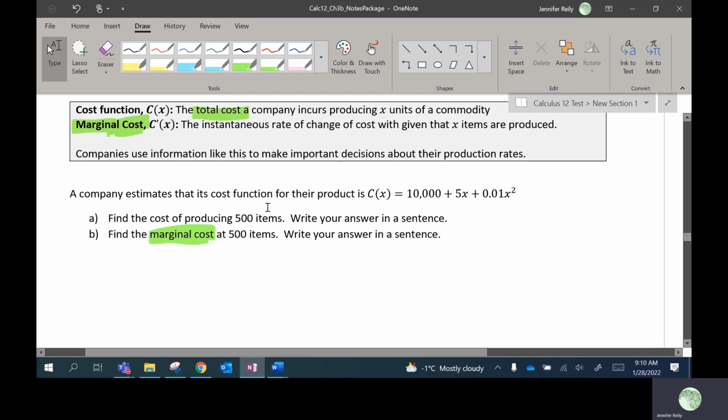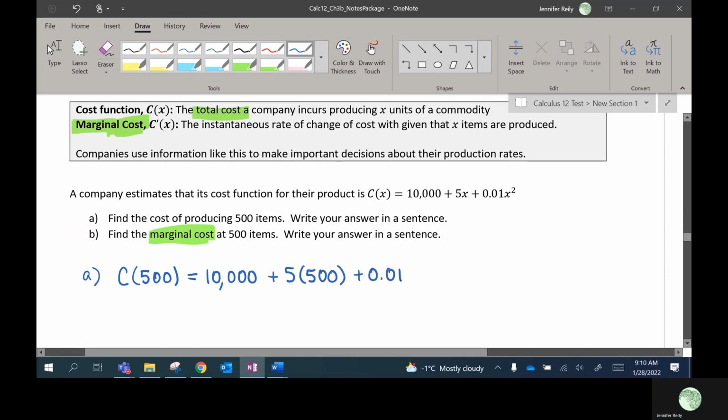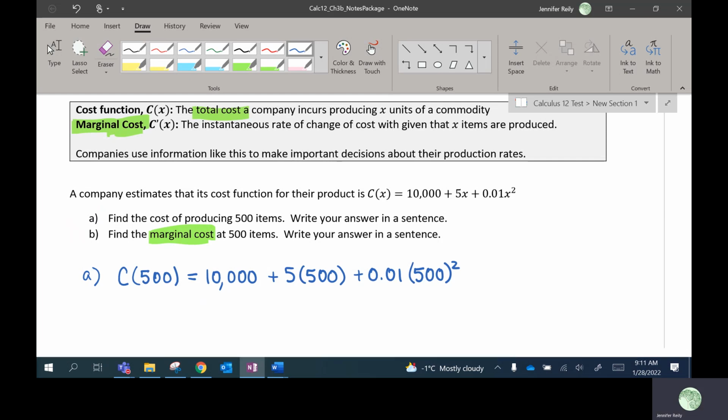Okay, so a company estimates that its cost function is this. Find the cost of producing 500 items. Okay, so if we're just finding the cost, we just simply use the cost function. So this is not having to do calculus in this particular example. Just plugging in x is 500. So 10,000 plus 5 times 500 plus 0.01 times 500 squared is 15,000.